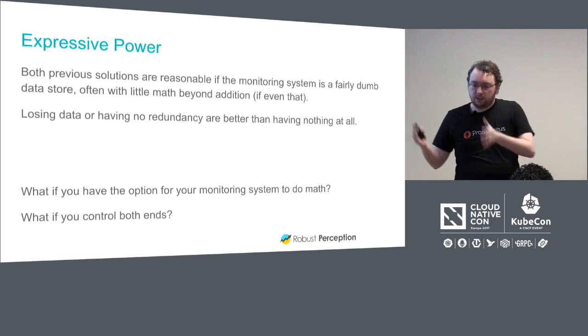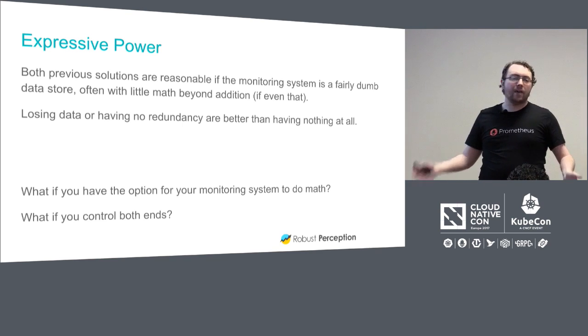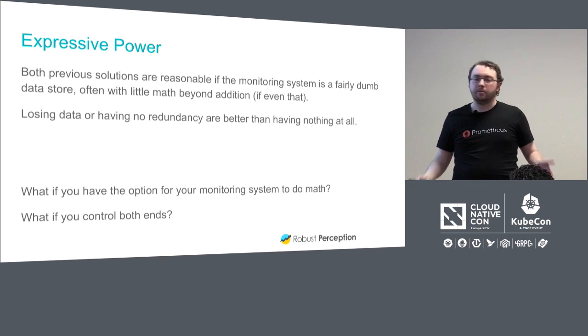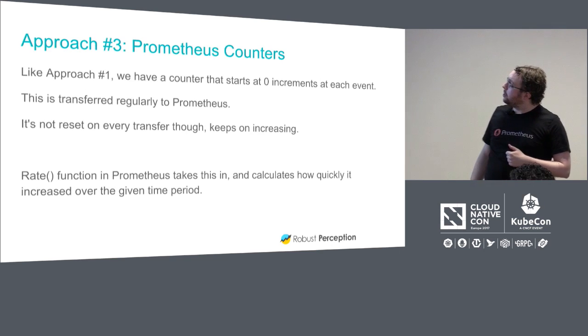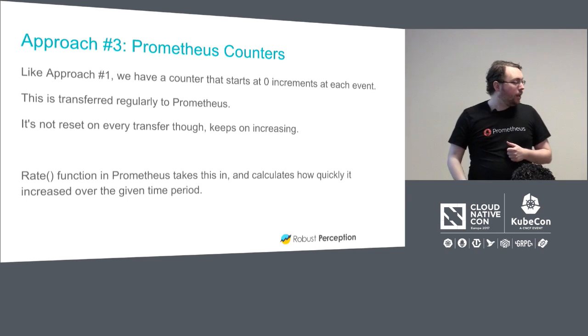Because if you have a system where it's only a dumb database, having some inaccuracies is better than having nothing, right? That's just engineering. We have to make trade-offs. But we can do something a little better. So the third approach is the approach taken by Prometheus counters.